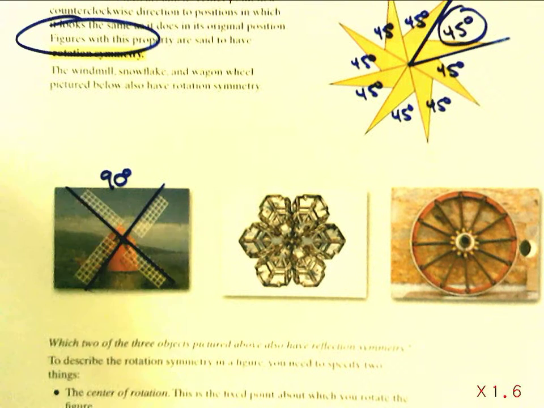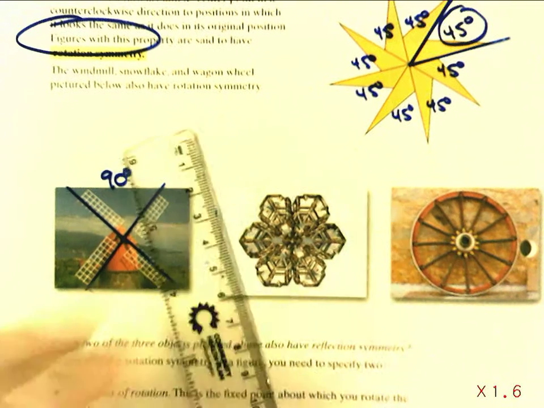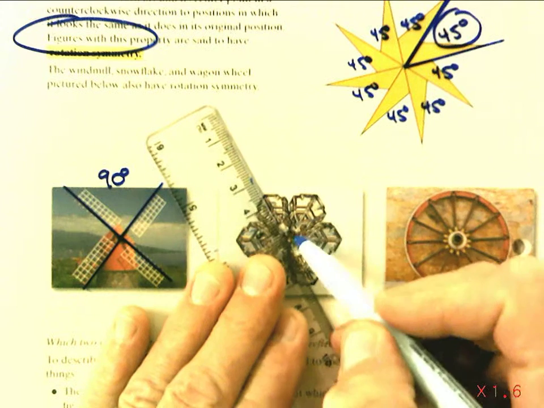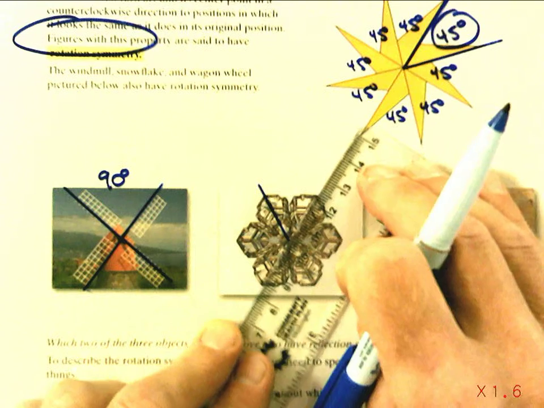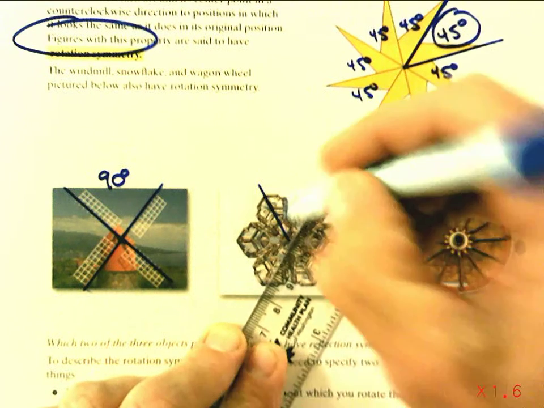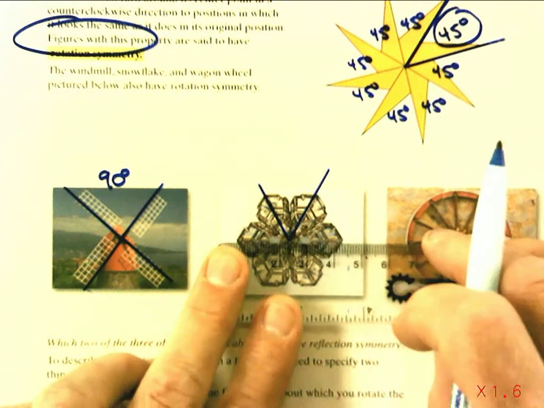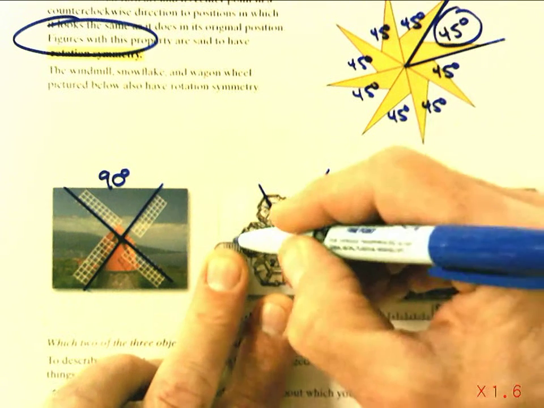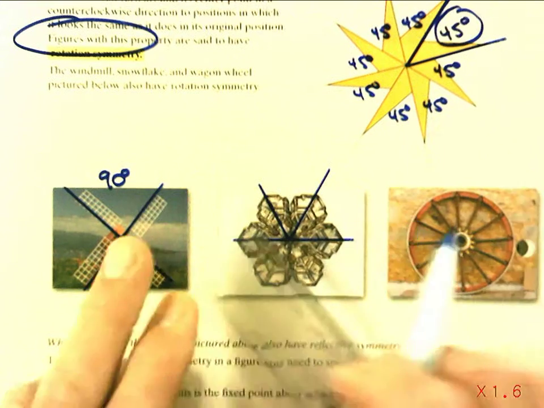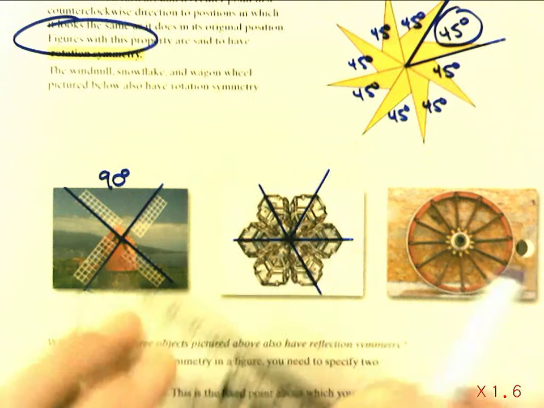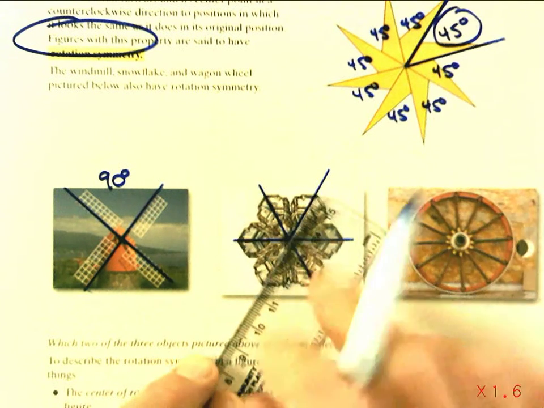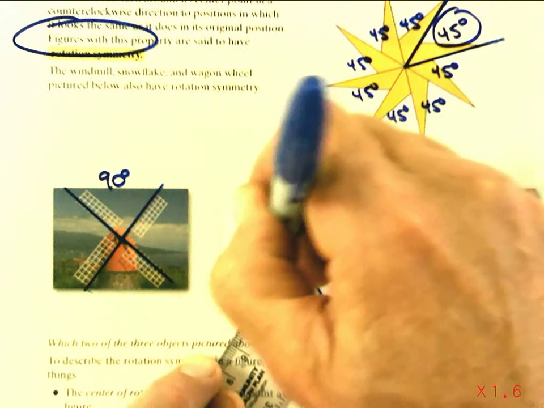If I continue on to the snowflake, it's a little bit harder, but again you can see there's a center point, and there's often points that are visible and obvious. And if I go through each of those points, you notice that oftentimes they go right through to the other side.